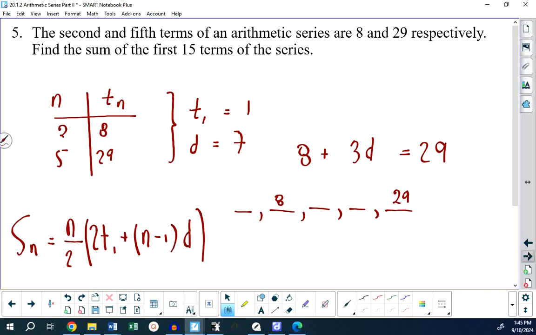I'm not going to do so. You could put in 15 for N, 7 for D, 1 for T1. I'm not going to do that. So for next time I teach this, I'll just change this question to find the first term and the common difference, which means I'll probably pull the question from the lesson because it's an old question.